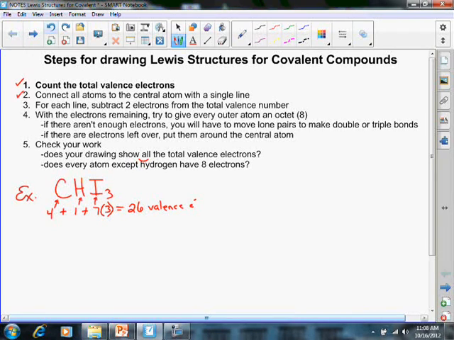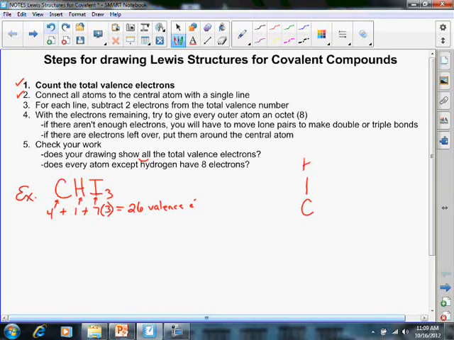Okay, so the next thing I want to do is connect all the atoms to the central atom with a single line. All right, so I'm going to probably put carbon in the middle here. Carbon is very frequently a central atom, and hydrogen can never be a central atom. And I also want to make these structures symmetrical, so I want to spread out the different kinds of atoms all around the different sides of the central atom. And I couldn't really do that with 3 different iodines. So carbon is going to be our best central atom here.